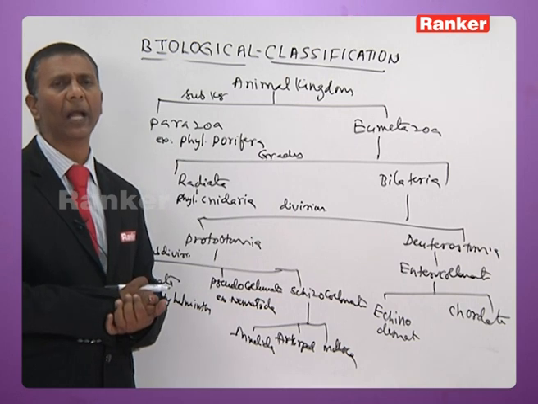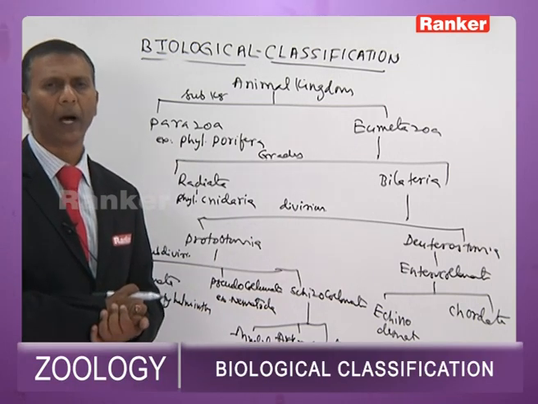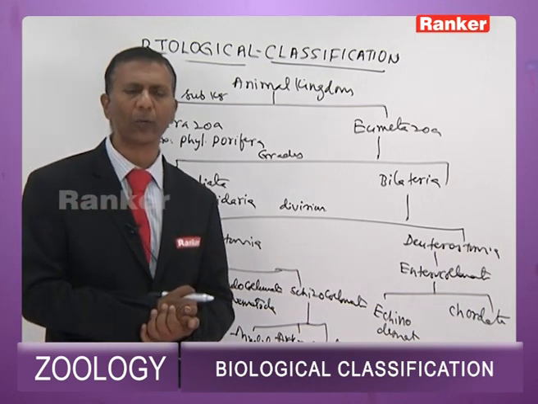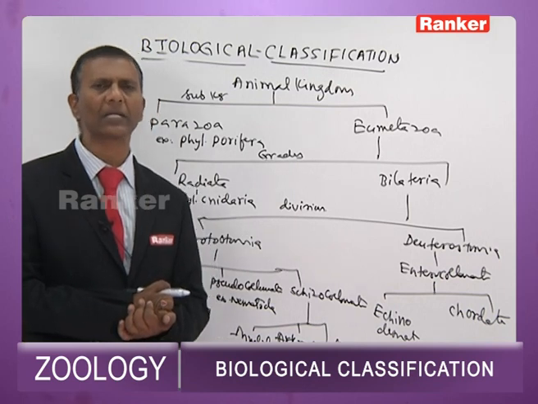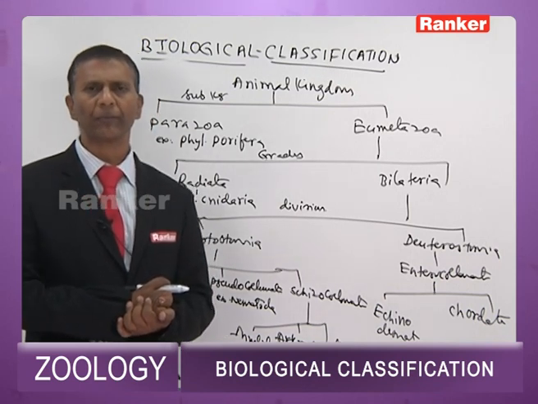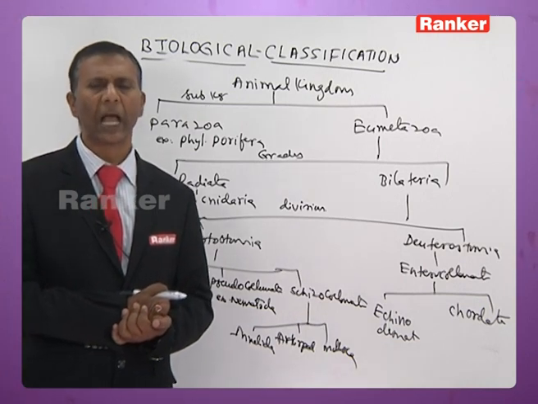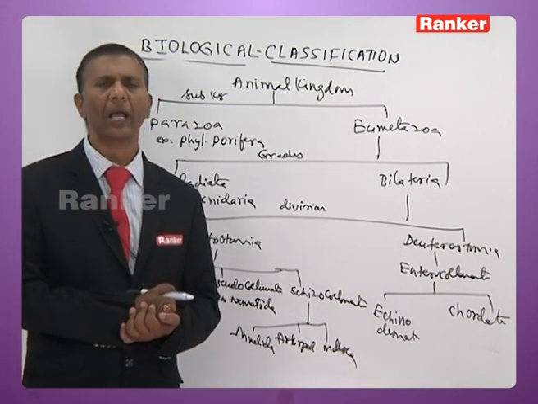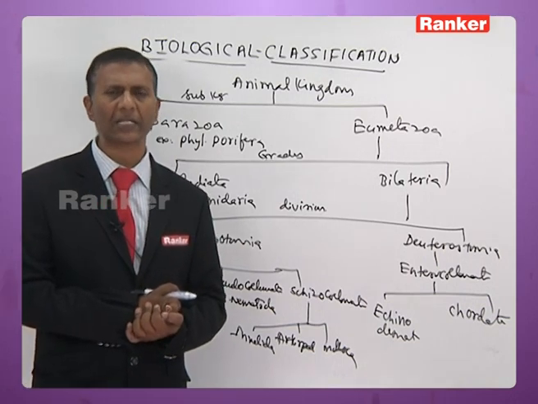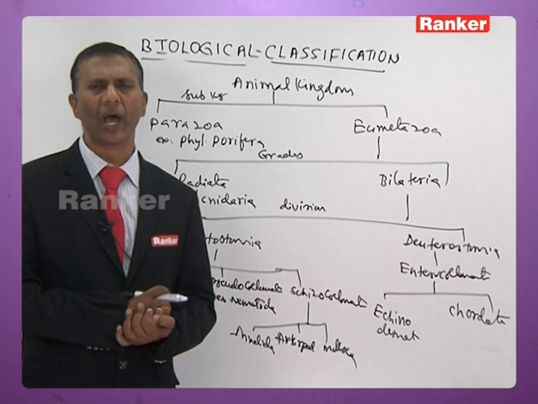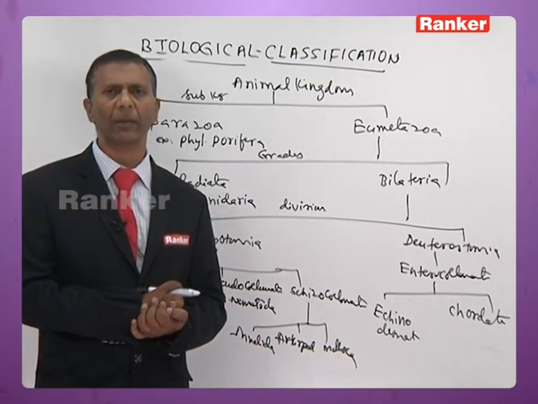Chordata is once again divided into Protochordata, Urochordata and Cephalochordata. Both of them are referred to as protochordates here now. Then you have vertebrates. Under vertebrata, Pisces, Amphibia, Reptilia, Aves and Mammalia are placed. Pisces, once again there are three classes here now: Placodermi, Chondrichthyes and Osteichthyes here. So that is the entire classification of animal kingdom here.